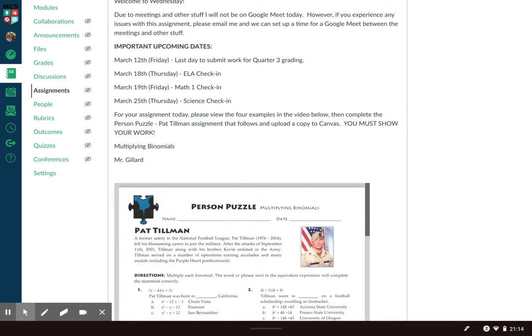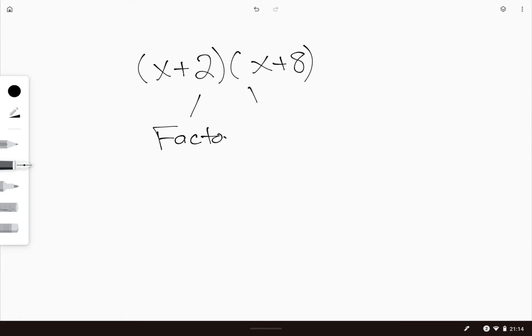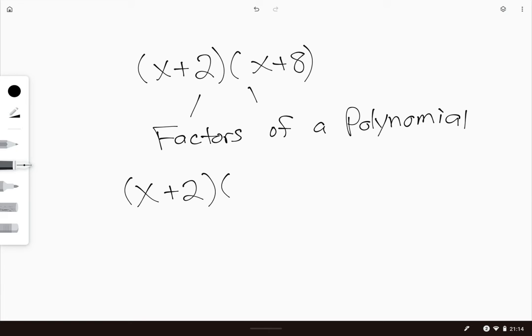So let's get into our lesson today about multiplying binomials. All right, so let's begin with, if I write the following binomials, x plus 2 times x plus 8. Okay, the first thing that we need to understand is that both of these binomials are factors of a polynomial. So what that means is that when I multiply both of these together, the answer is going to be a polynomial. Okay, so that's what it means when I say both of these are factors of a polynomial.